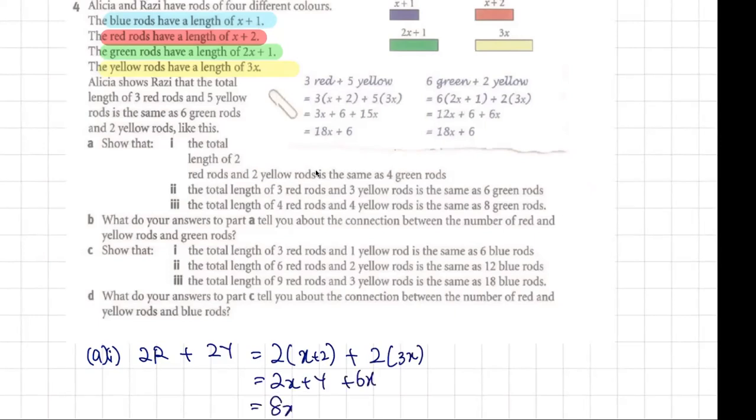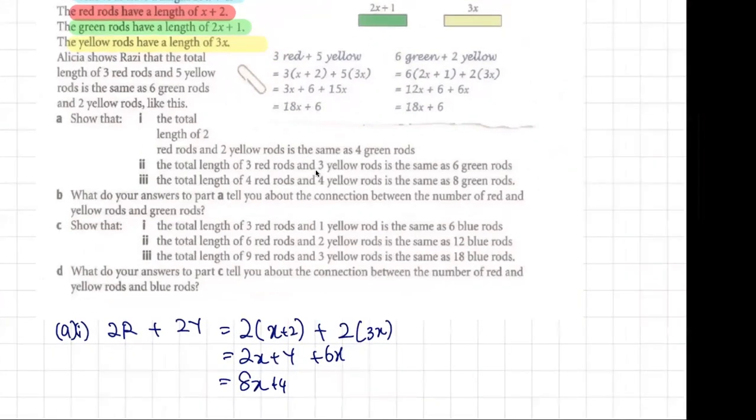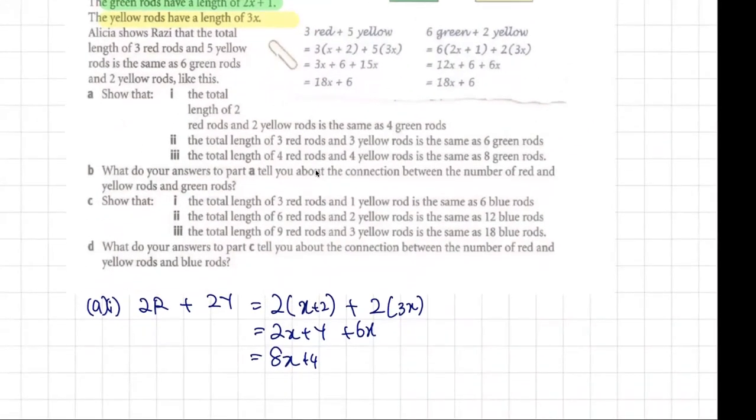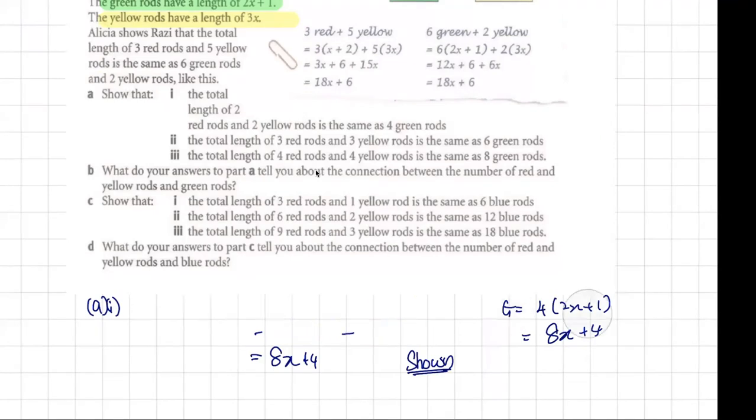So it goes to 8x plus 4. So this is 2 red, 2 yellow. And let's look at, is it the same as 4 greens? 4 times 2x plus 1. Yes, they are the same. 8x plus 4. Yes, the same. So we're just going to write shown, because all we need to do is just to prove a point. And then we can do for question B as well.